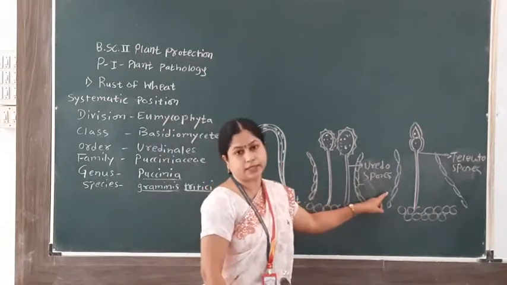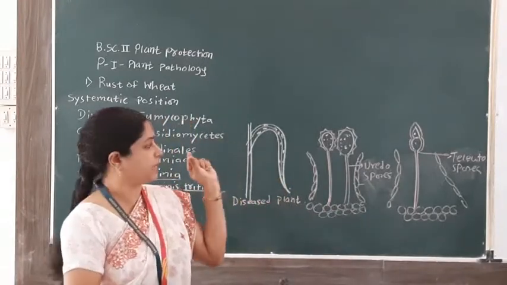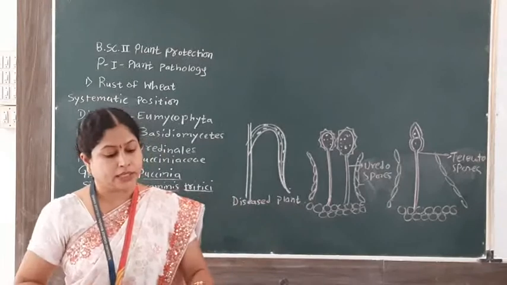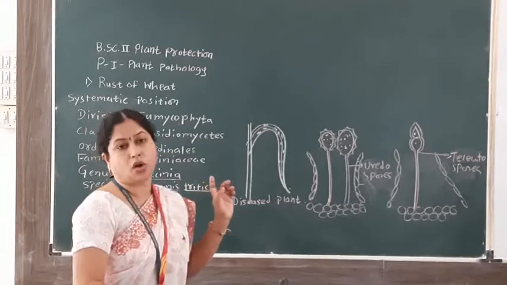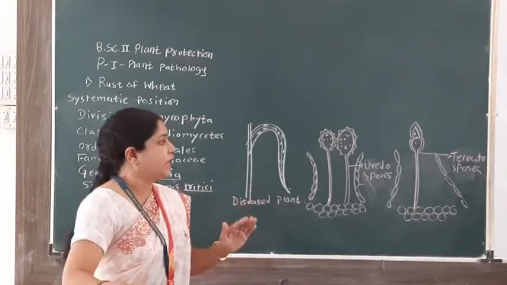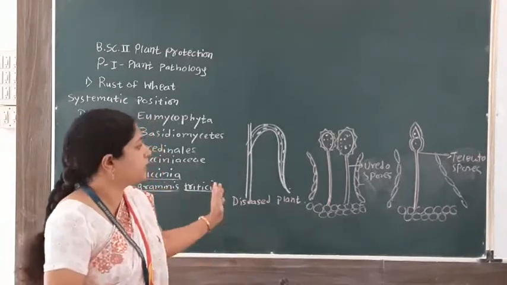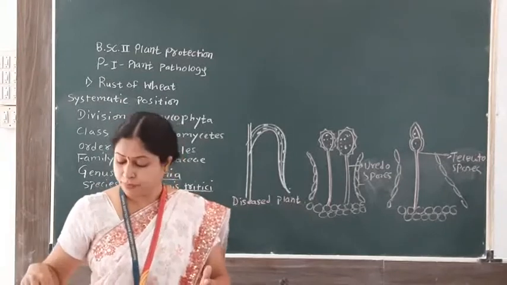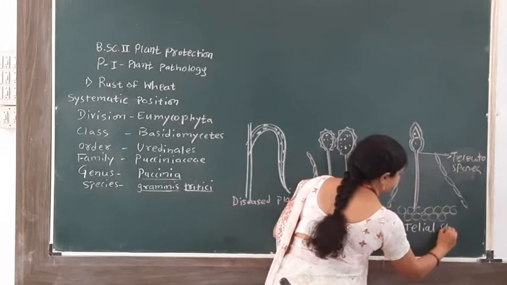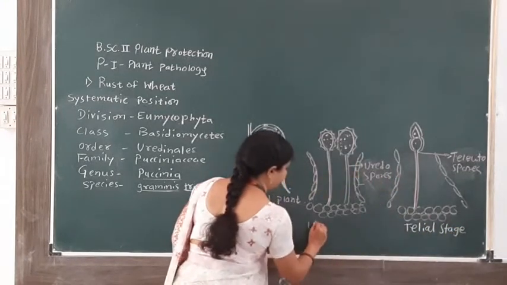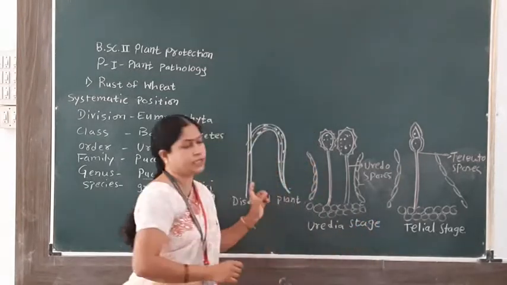The next stage is the telial stage, which is bicelled and binucleated also, with a conical upper side and a lower funnel side. These are the uredial and telial stages. These two stages occur on the wheat plant only. Actually, there are 5 stages of this disease. First is uredial, second is the telial stage. These two occur on the wheat plant. There are 5 main stages of this disease.